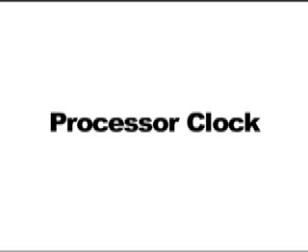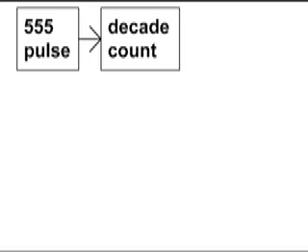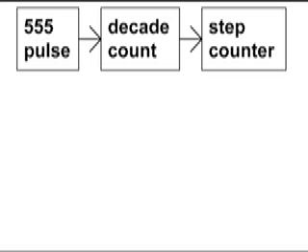Processor clock. The processor clock begins with a simple 555 timer chip which generates a square wave. The speed of this chip can be modified by front panel switches. The timer controls a decade counter, which cycles through one of 4 outputs. The first of these outputs increments a processor clock step counter. This chip determines which of the 6 clock steps is being executed.